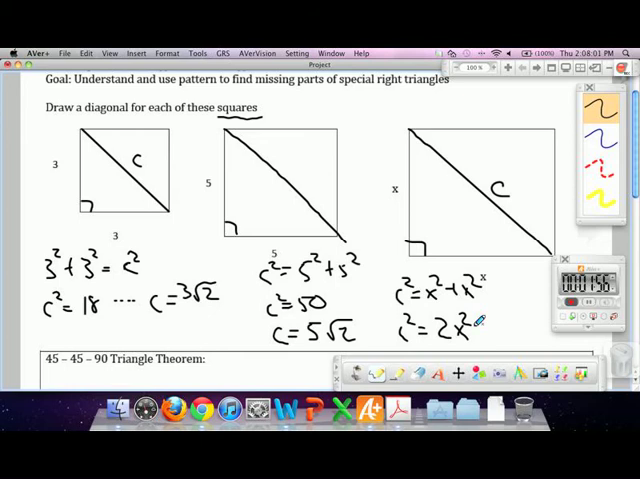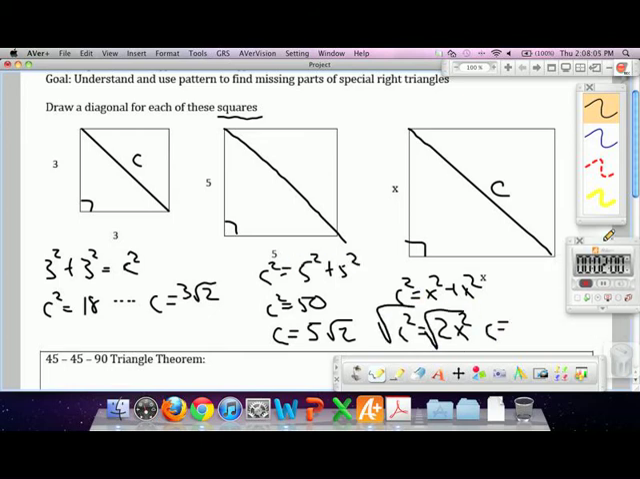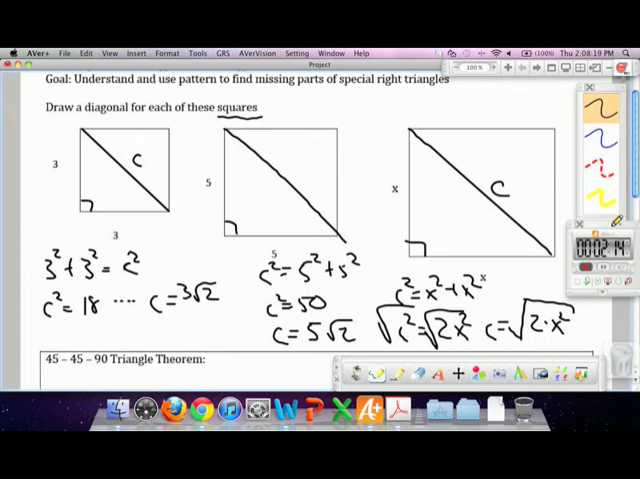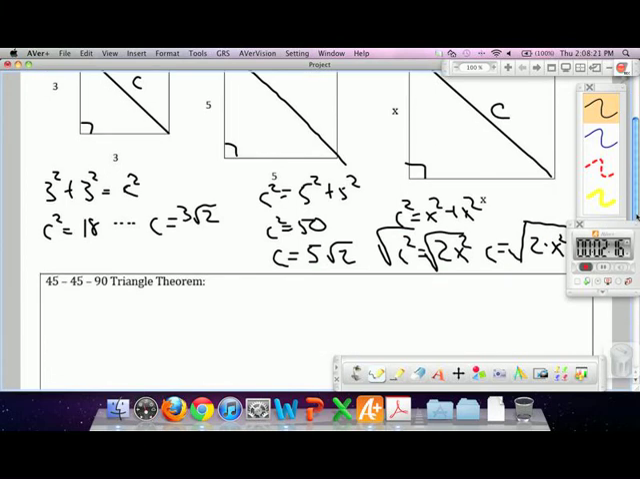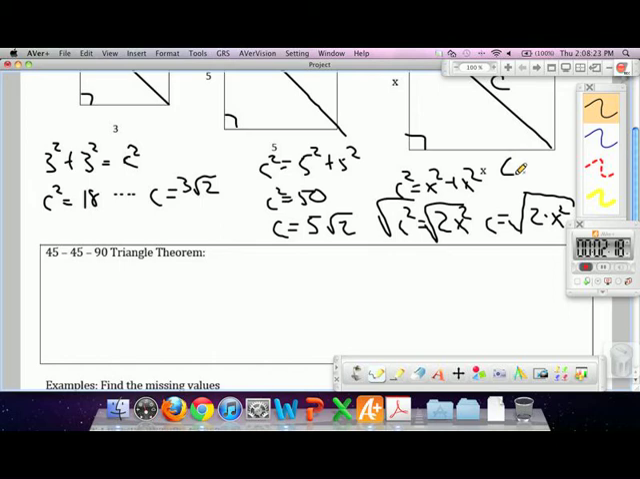If you find the square root of each of these, you get c, and you get the square root of 2 times x squared. You know the square root of one of those 2 things. Which one? X. What's the square root of x squared? X. So that in general, we get c is equal to x roots of 2.